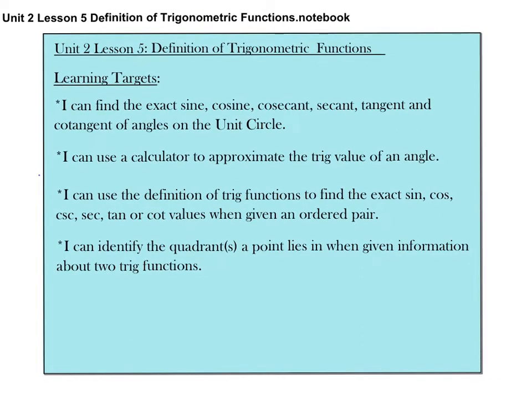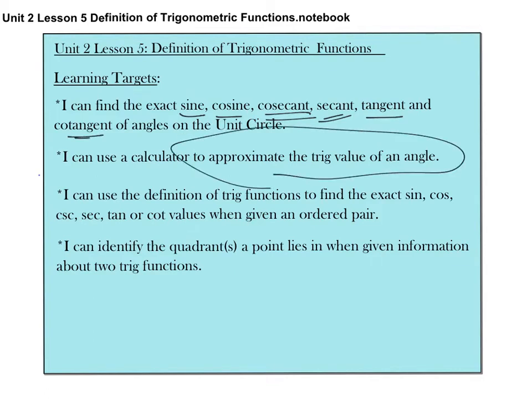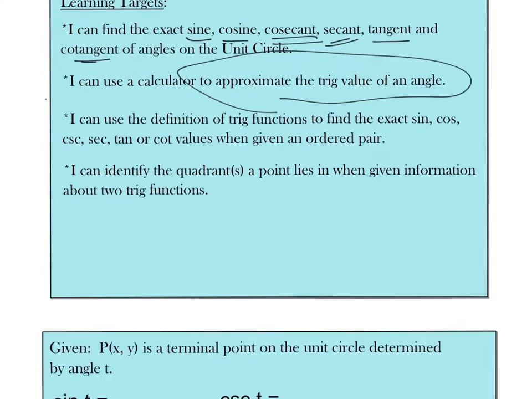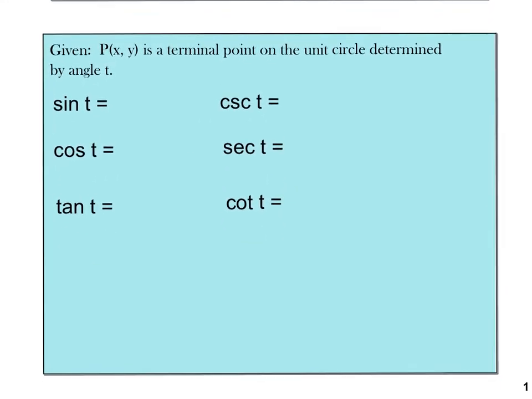So I'm going to chop some things out of here just in the interest of time. But there's a lot of key points in here I want you to pay attention to. First off, finding sine, cosine, tangent, and then cosecant, secant, cotangent, and approximating the trig value of an angle. Then finding exact sine, cosine, and all those functions in the unit circle, so you can find anything and everything in the unit circle. Now let's back up here a second.